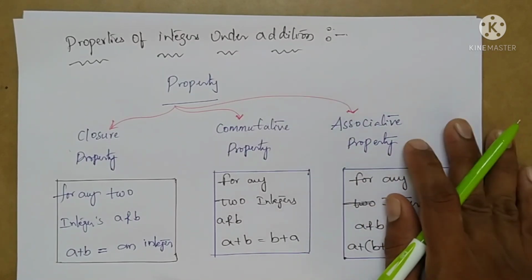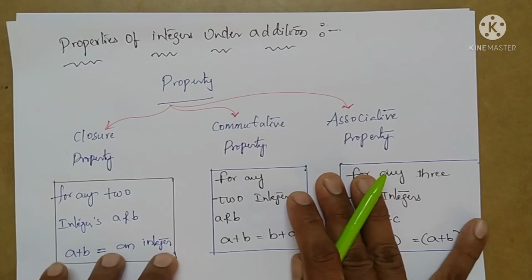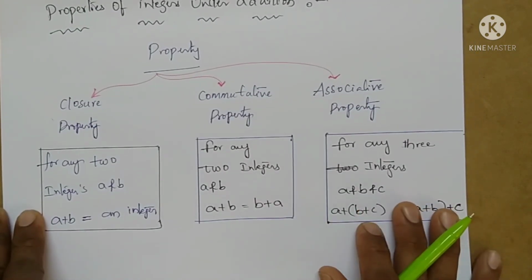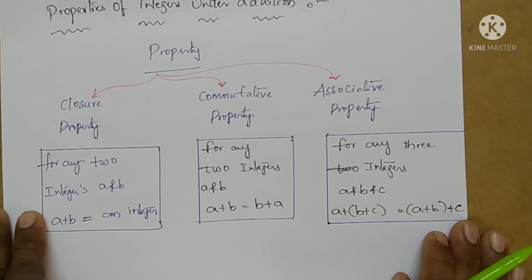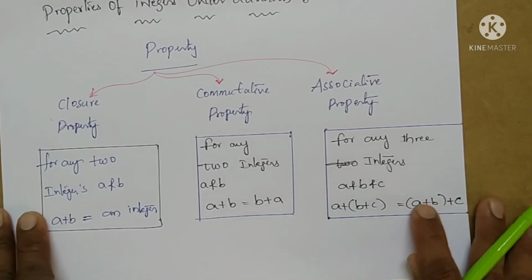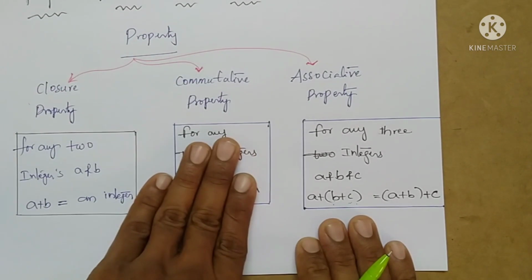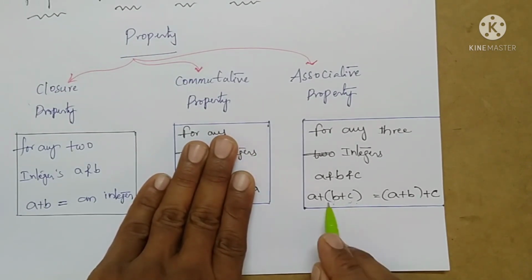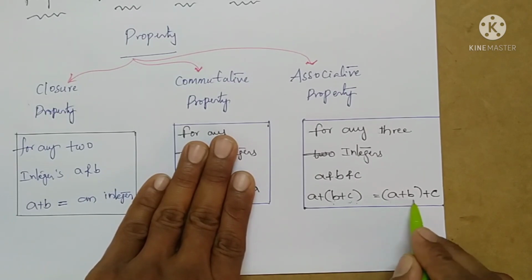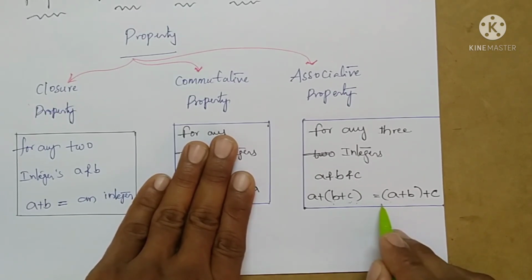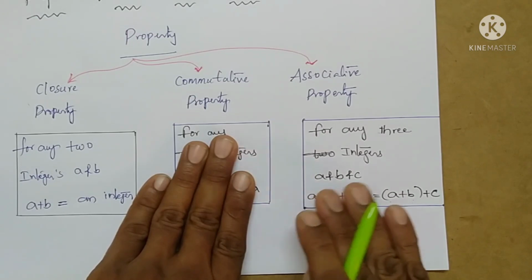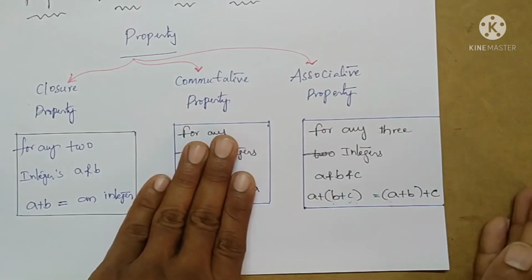And the last one, the associative property. For any three integers a, b and c, (a plus b) plus c is equal to a plus (b plus c). So on the LHS, a and b are in the parentheses. On the RHS, integers b and c are in the parentheses. So for any three integers a, b and c, (a plus b) plus c is equal to a plus (b plus c).